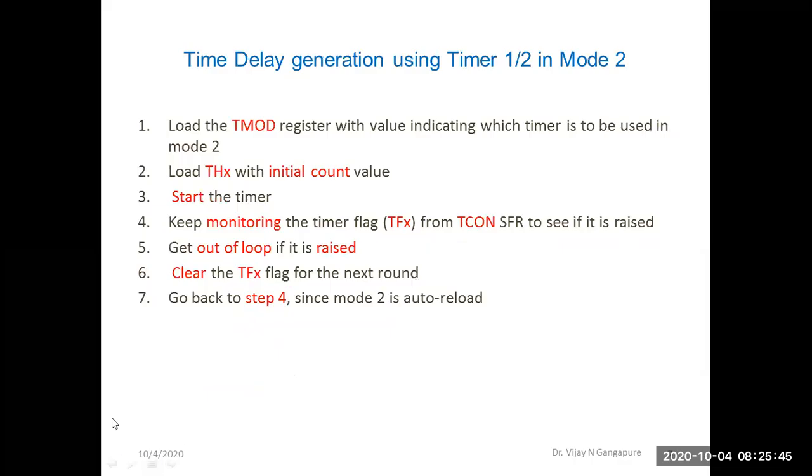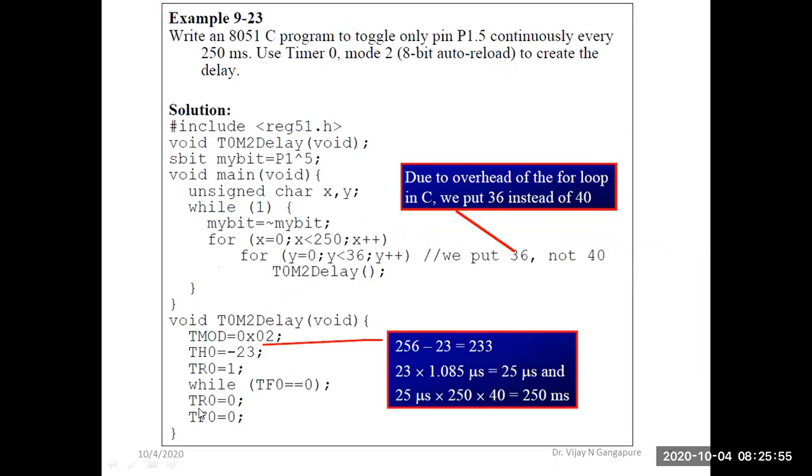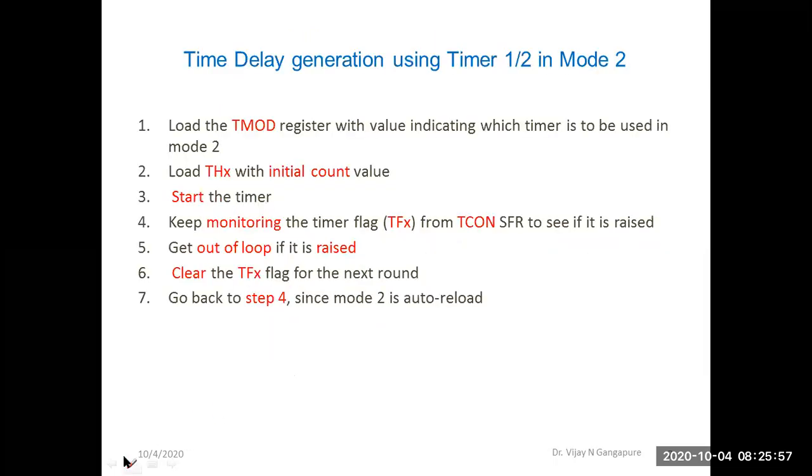Now what are the steps in programming timer 0 or timer 1? So what are the steps involved in generating a time delay using mode 2 of timer 0 or timer 1 of the 8051 microcontroller? These steps are given. We have already discussed these steps.